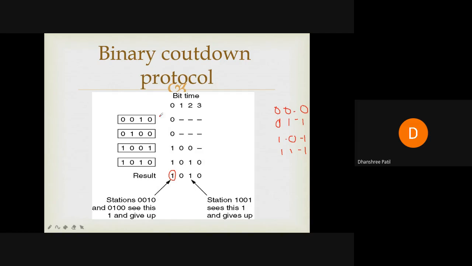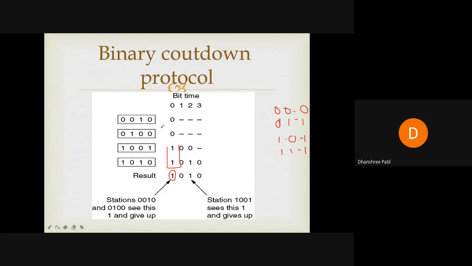Right? Now, while performing this logical OR operation, every station observes this. प्रत्येक जण काय करतो? Observe करतो. And while observing, these two stations understood that someone else with a higher bit is already in the race. First stations are 0010 and 0100. हे दोघं जण चेक करतात, आणि त्यांना कळते की some other stations are already there with the higher number. बरोबर आहे ना?